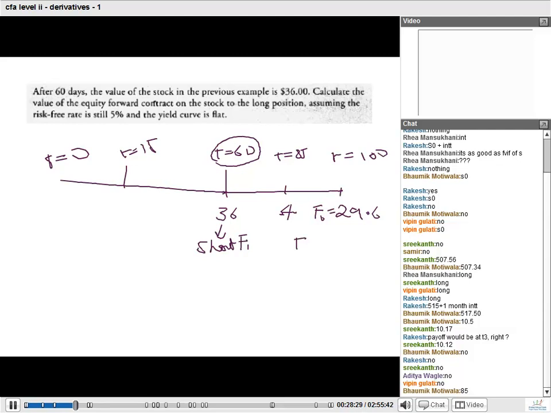So F1 will be equal to 36, that is the current price, minus 0.4, which is only 25 days away now. 5% is the rate of interest, raised to the power 25 by 365, whole multiplied by 1 plus 0.05 raised to the power. What is the time to maturity of the contract now? 40 days.